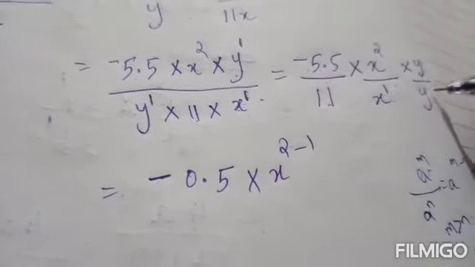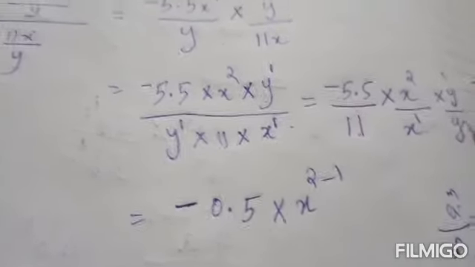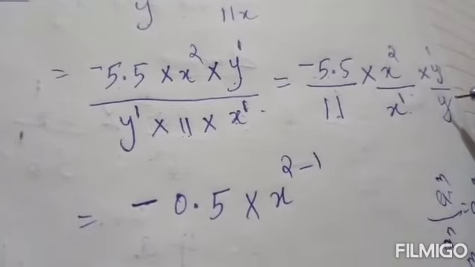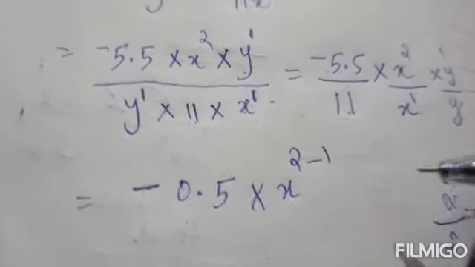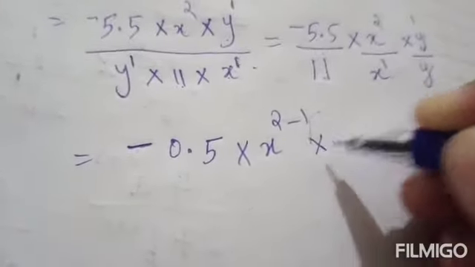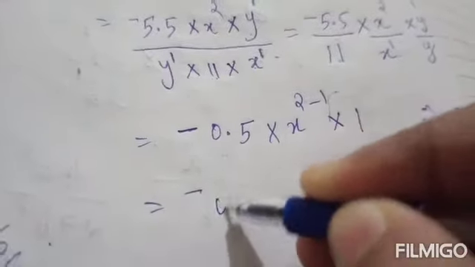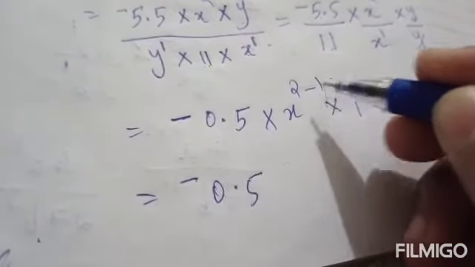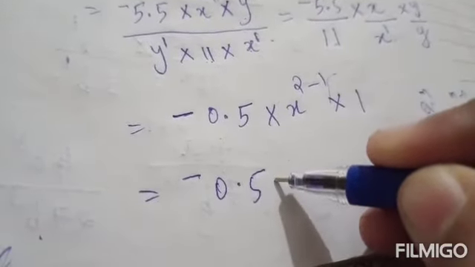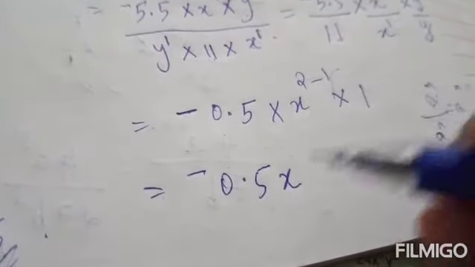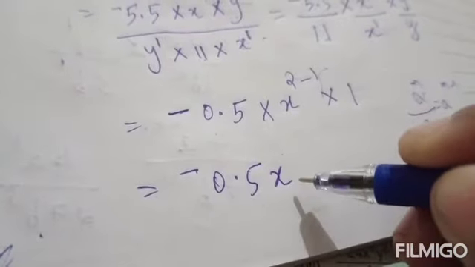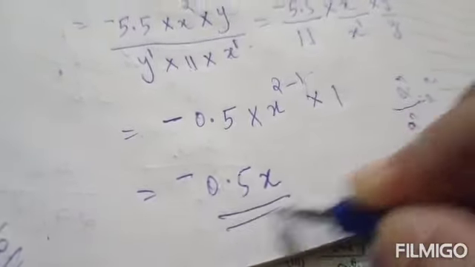Okay. y by y, it is 1. Any number or variable divided by that number itself, you will get 1 only. So y by y is 1. So into 1, the answer will be minus 0.5 x raised to 2 minus 1, which is x raised to 1. Simply you can write x. Okay, x into 1, you will get minus 0.5 x itself. So this is the answer.